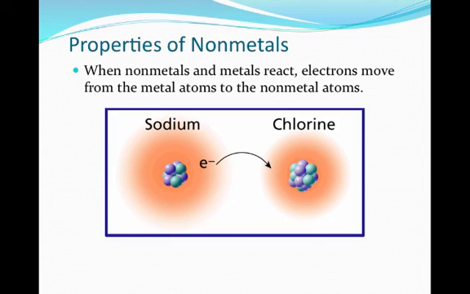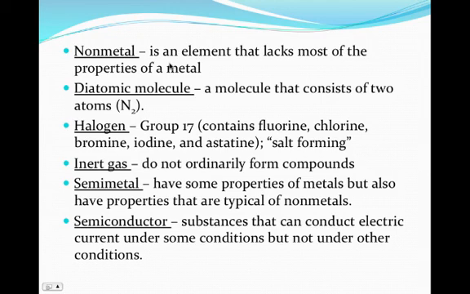A nonmetal is an element that lacks the properties of a metal. Another term you should know is diatomic molecule, which is when 2 atoms are bonded together, so we have N2 or O2. Halogen is going to be group 17, the second to last group. It contains fluorine, chlorine, bromine, iodine, and astatine. And those are all salt-formers. Inert gases do not ordinarily form compounds, and that's the very right-hand column.